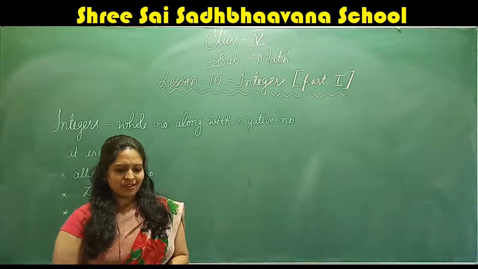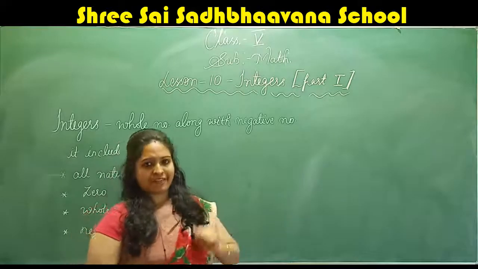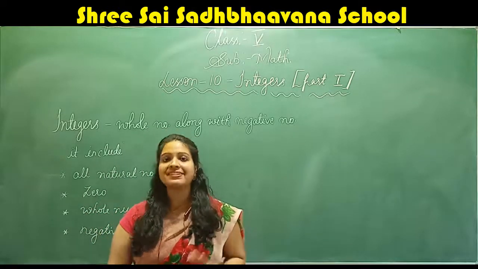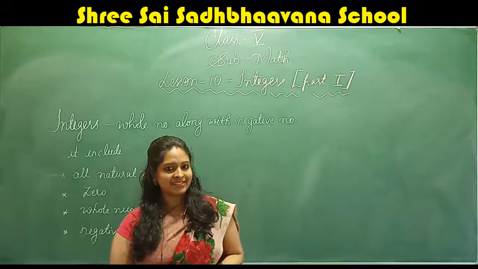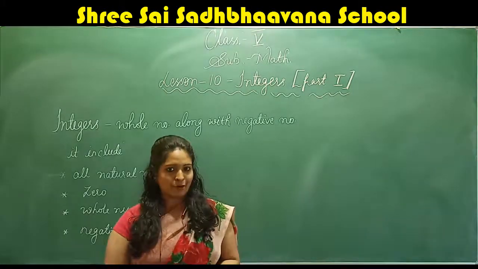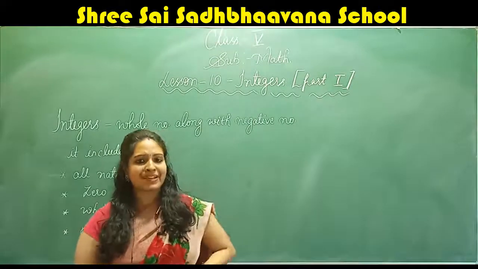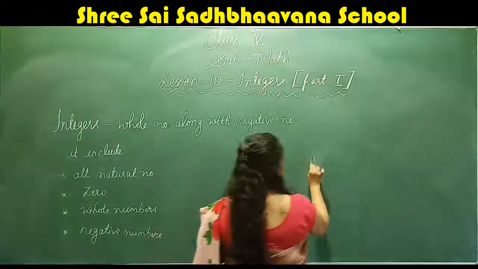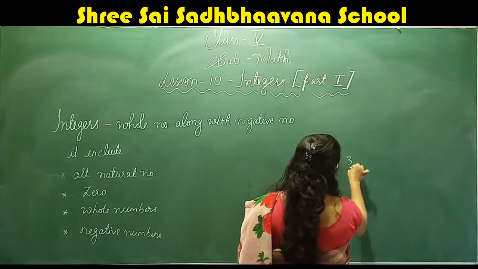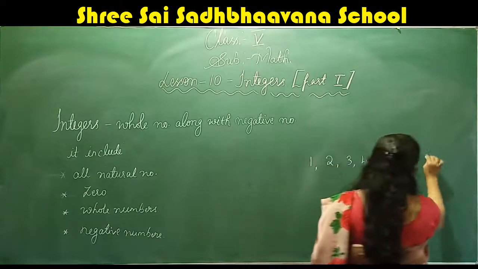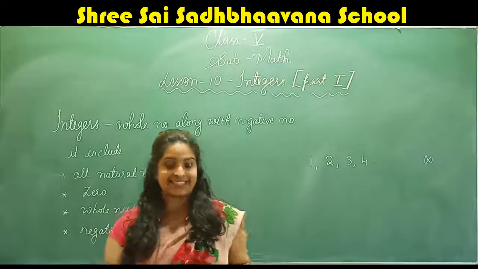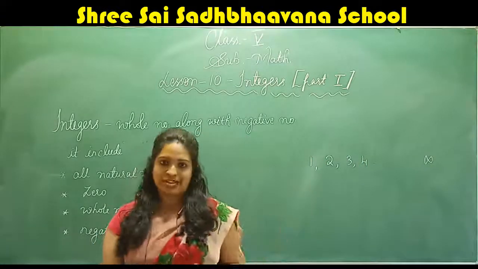Before moving to the meaning of integers, let us know about the numbers. Do you know about the natural numbers and whole numbers, children? Let me tell you about natural numbers. What do you mean by natural numbers? The numbers which start from 1, 2, 3, 4 till infinity are known as natural numbers.